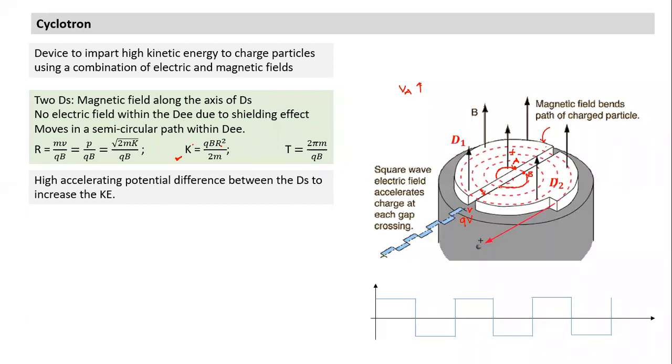And it reaches here. Now it reaches point C. Now it's moving from C to D. Again, it is traveling from one D to the other D. Now which has to have higher potential? Earlier D1 had to have higher potential. Now D2 should be at higher potential. Then only it will accelerate. So what has to happen? The potential difference between the two should keep changing as it moves from one D to the other. At what frequency should the polarity of the potential change? At the same frequency as the frequency of motion of the charged particle.